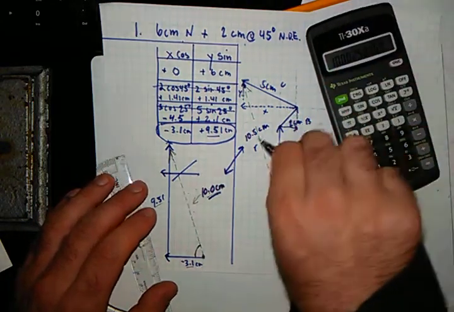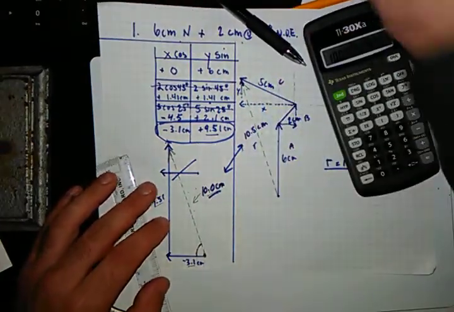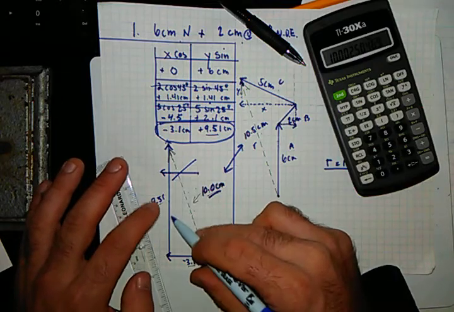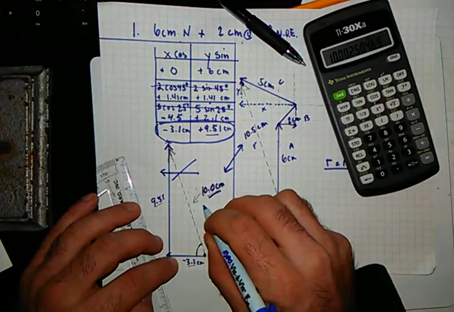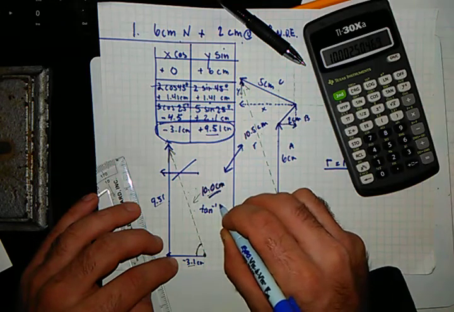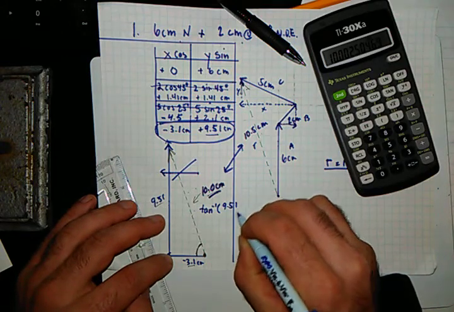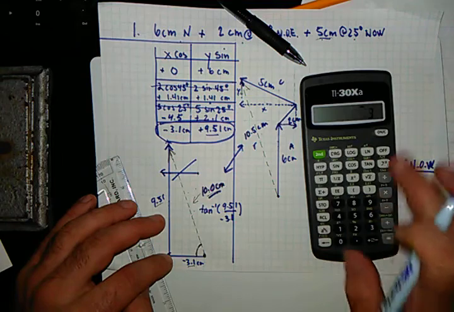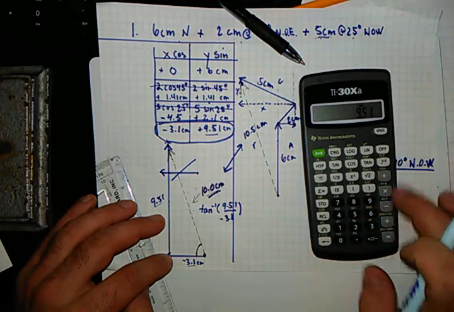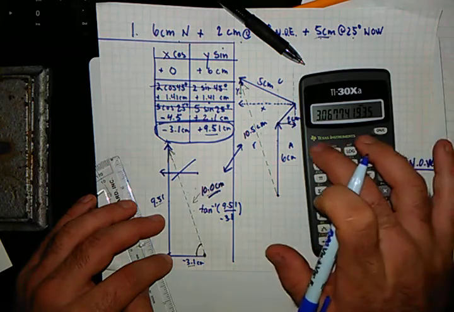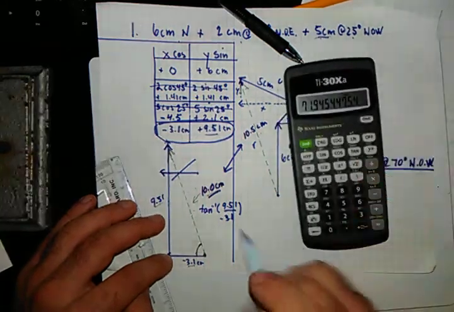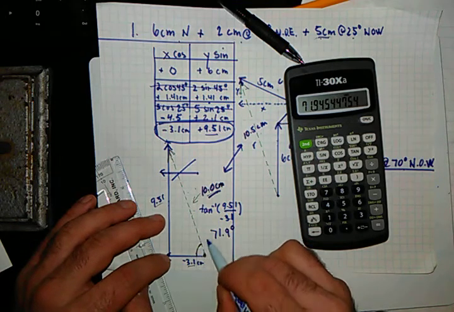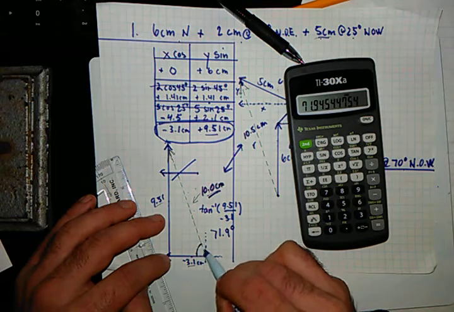Now, I can solve for this angle, and I can use any trig function I want. Opposite over adjacent is fine. Opposite over adjacent, 9.51. Now notice, after solving for this, I got 71.9 degrees. And if I look at this as a coordinate plane, this is north of west.